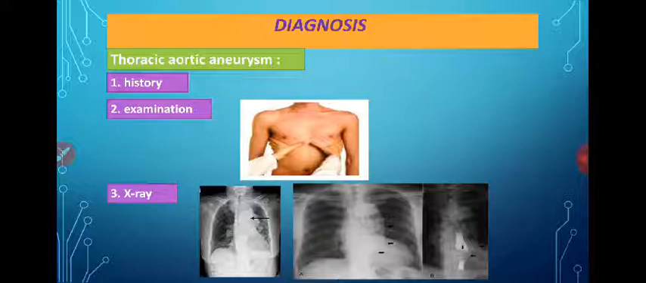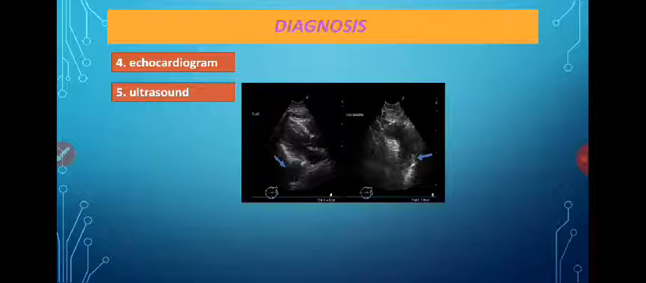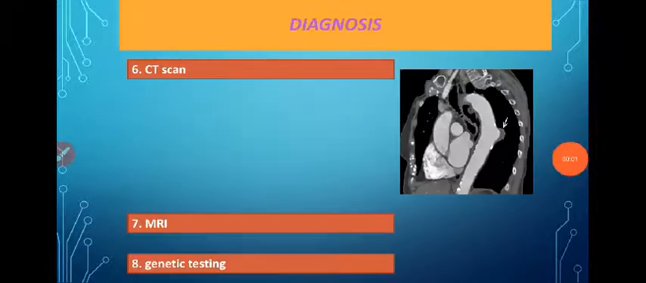Then we can ask the patient to take screening for his or her chest by X-ray, echocardiogram, ultrasound, CT scan, MRI, or genetic testing, whether there is a history of aneurysm in his or her family or another suspected genetic condition that raises the risk of thoracic aortic aneurysm.